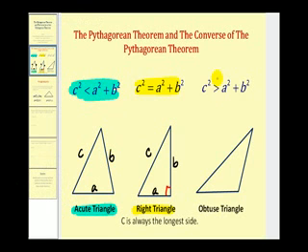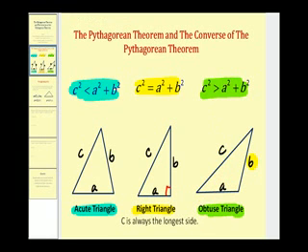And the last case is if c squared is greater than a squared plus b squared. And if this is the case, then we have an obtuse triangle, meaning that one of the angles would be between 90 and 180 degrees. And again, it looks like this would be side c, and this would be a and b.